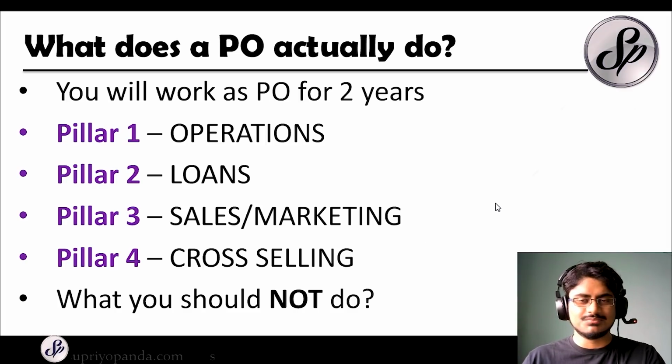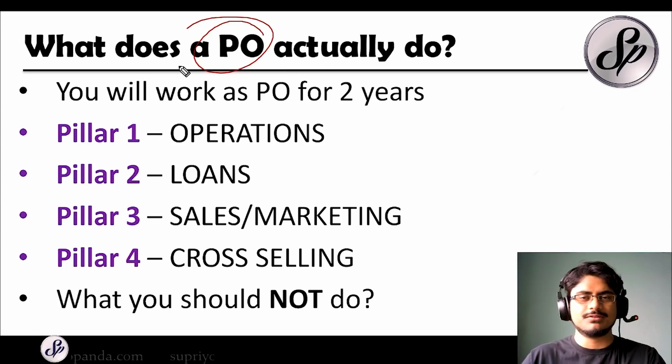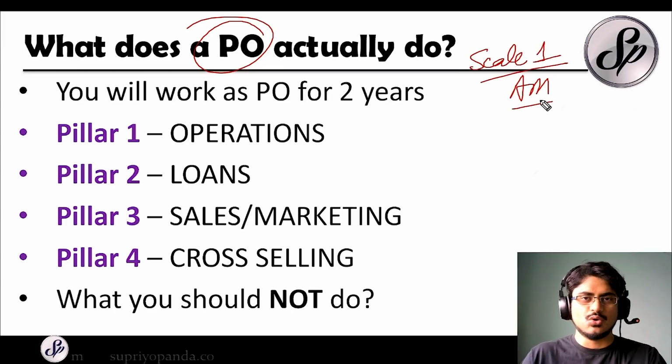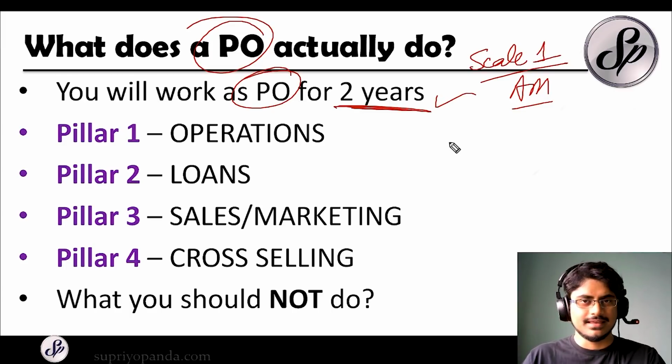Now understand something, that a PO post, this probationary officer post, is equivalent to your scale 1 post, right? So scale 1 means assistant manager. So you are effectively an assistant manager in the bank. So that is your effective post. And also remember that you are going to work as a probationary officer for 2 years. So for 2 years you are on probation. After that you become what is called a confirmed officer in the bank.